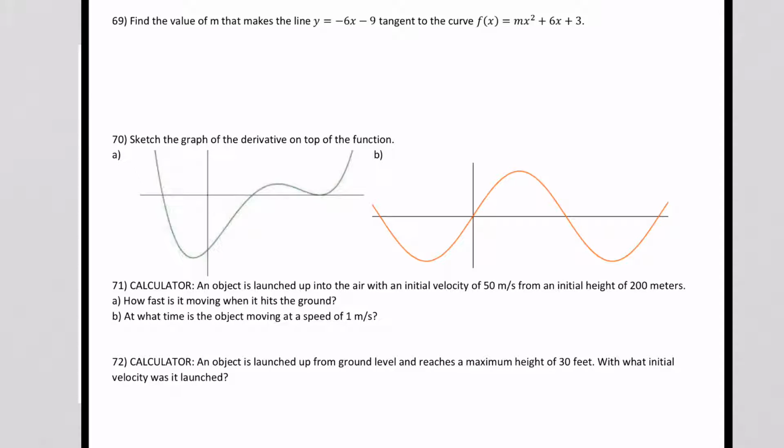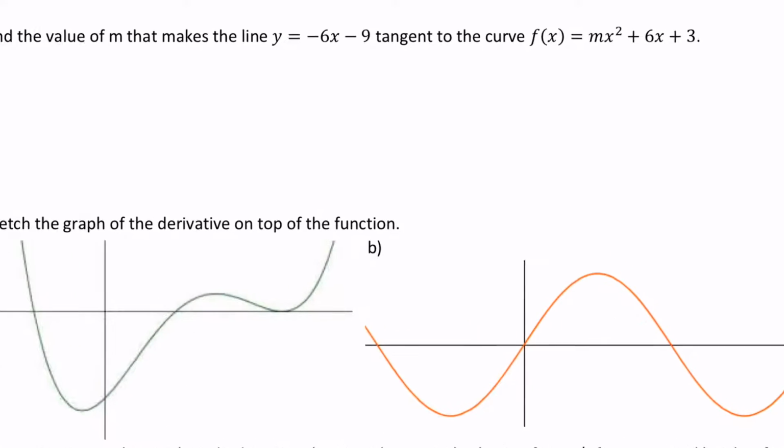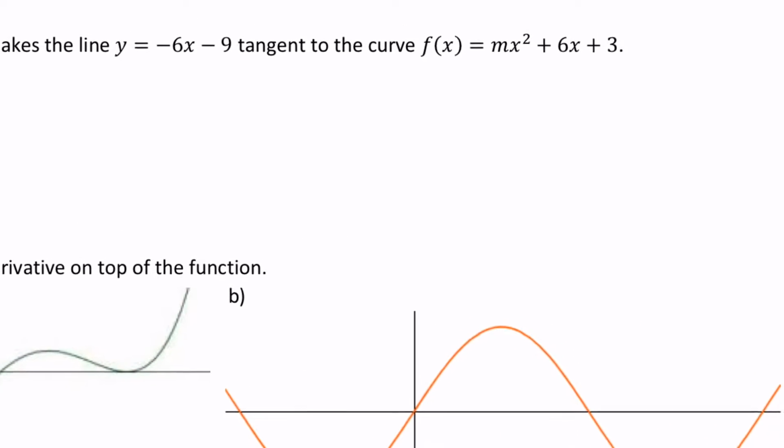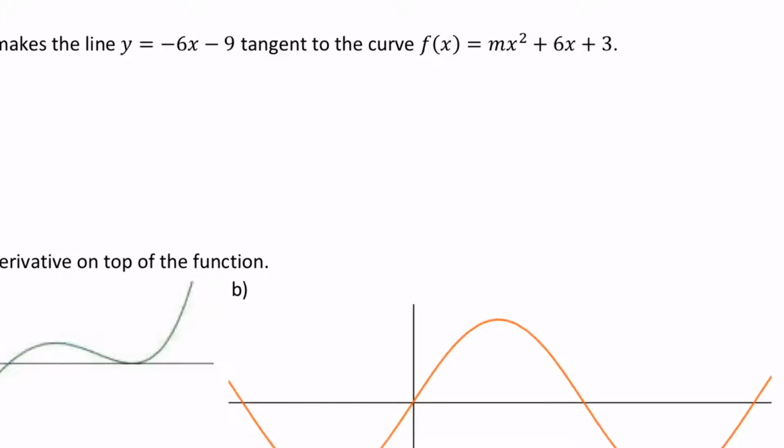69. Find the value of m that makes the line y equals negative 6x minus 9 tangent to the curve f of x equals mx squared plus 6x plus 3. Well, if it is tangent, then we know two things about a tangent line. We know that the tangent line touches our curve at a single point. If it touches it, it means at the same x value, their y values are the same.